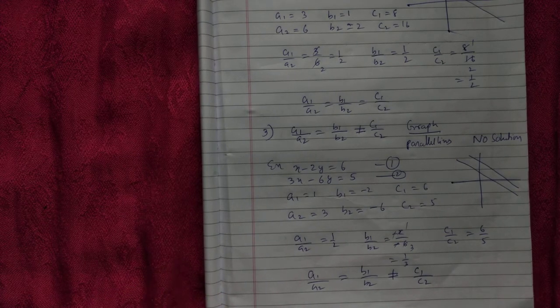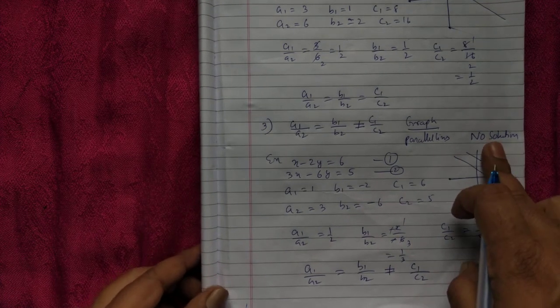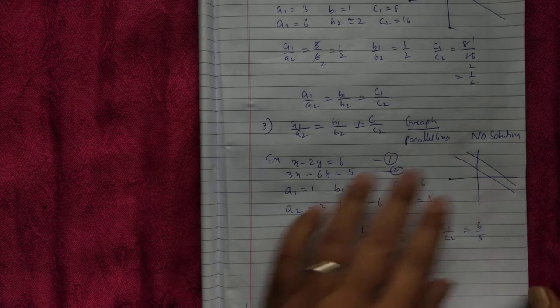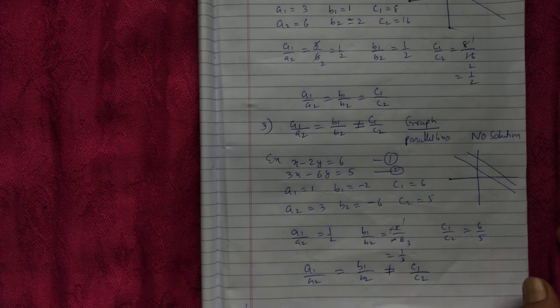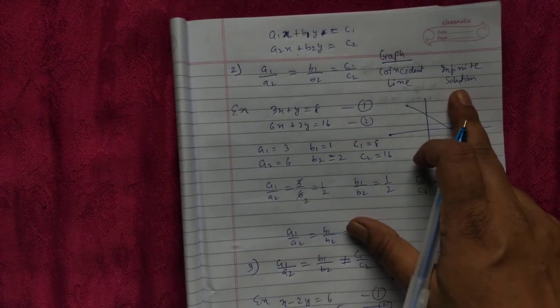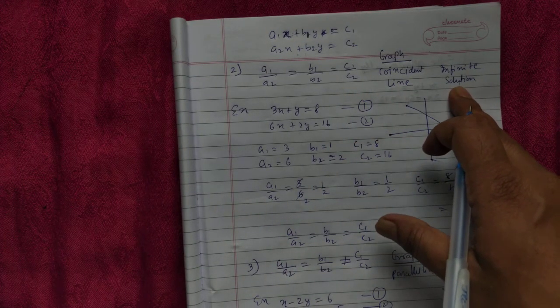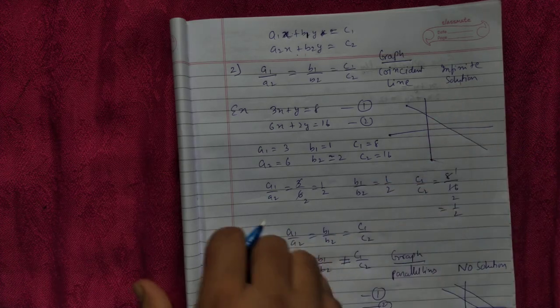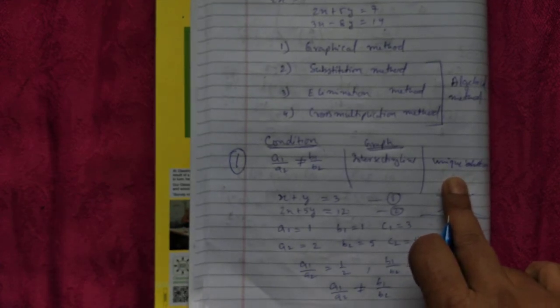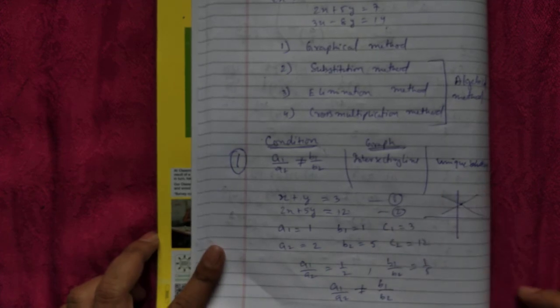Now one more point: if there is no solution, we say that it is inconsistent. No solution means inconsistent. And if there is a solution, like in this case you have infinite solutions, it is consistent. If it is a unique solution also, it is consistent. So only no solution is inconsistent. Please remember this. Pause the video and write everything.